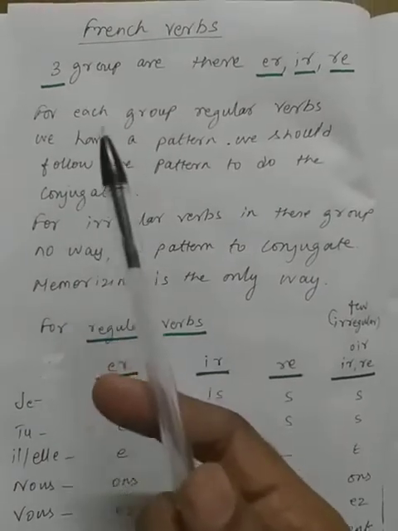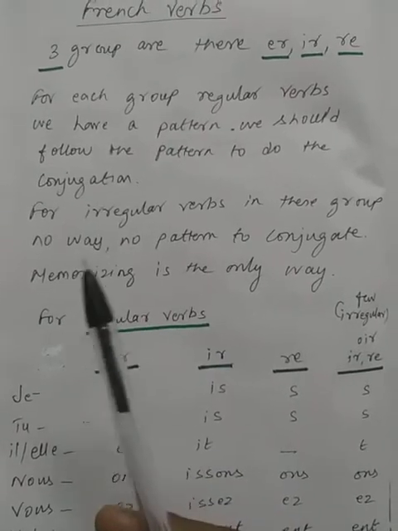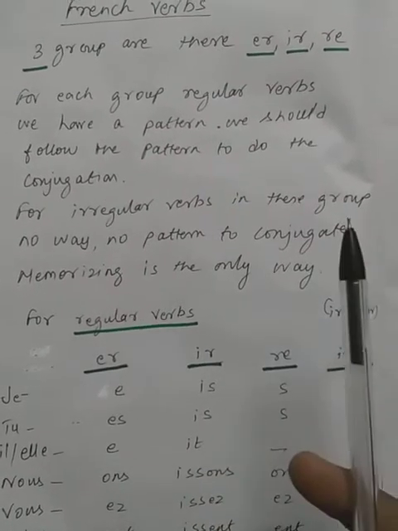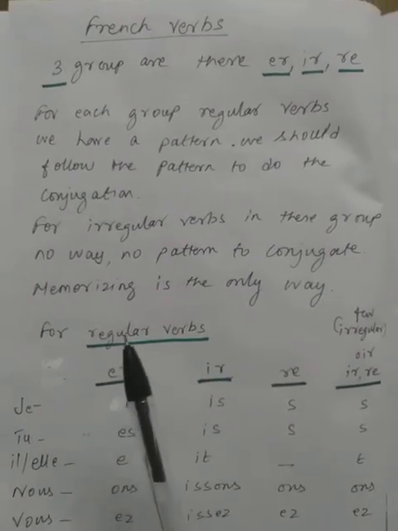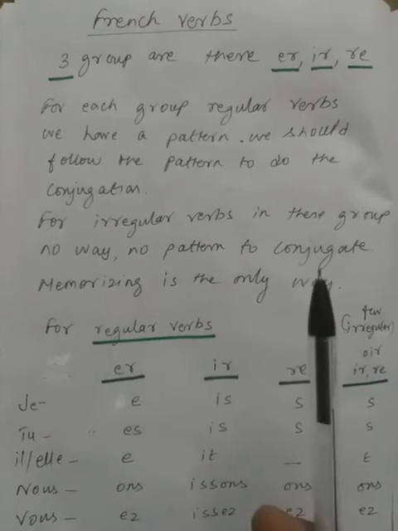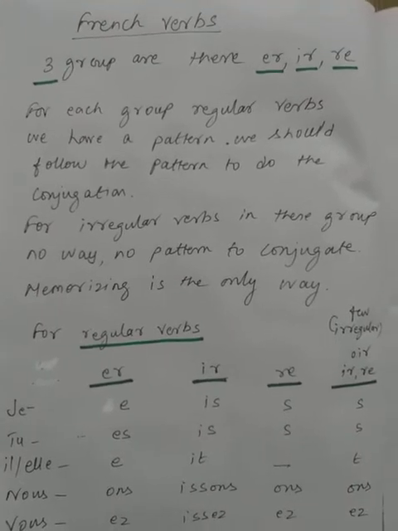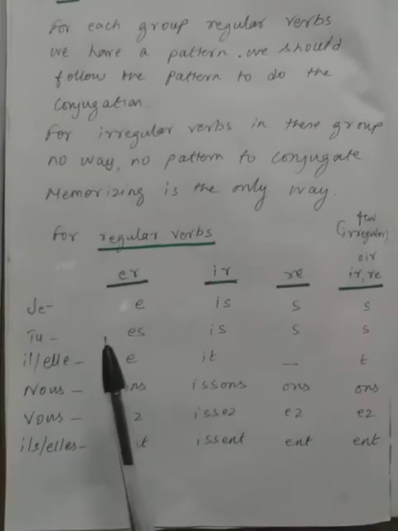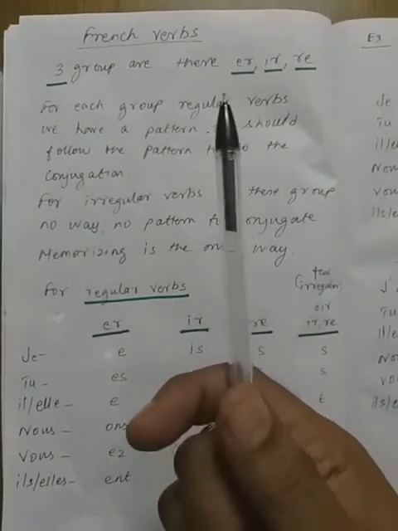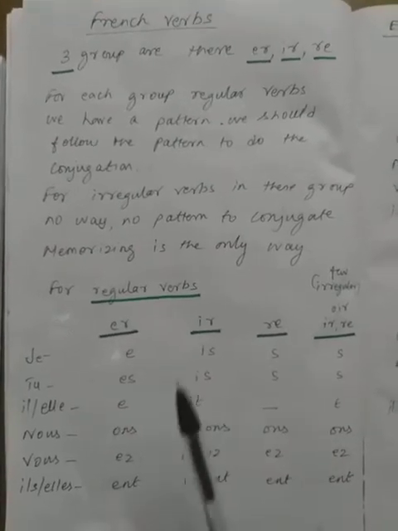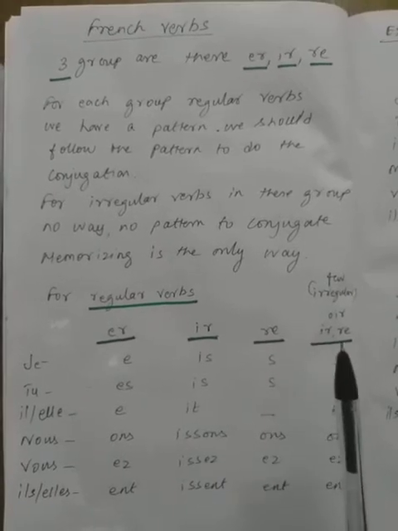First, regular verbs. For each group of regular verbs, we have a pattern, and we should follow the pattern to do the conjugation. Next, for irregular verbs, in this same group, not a different group, in this same ER group, there are a few irregular verbs. For those, there is no pattern to conjugate. Memorizing is the only way. That's all. Let us see the examples. Here for regular verbs, I told you there are only three groups: ER, IR, RE. I have written them here: ER, IR, RE. The third group is the same: IR, RE, OIR.